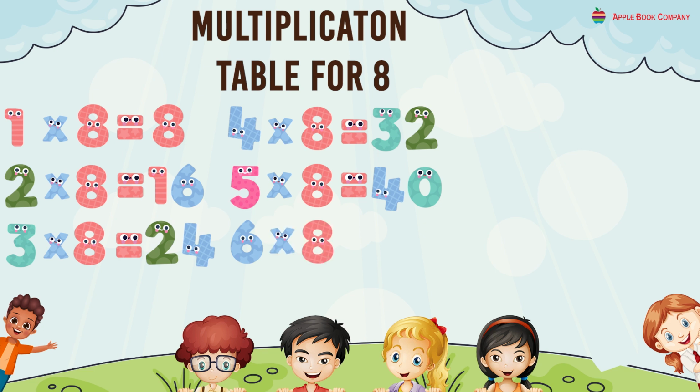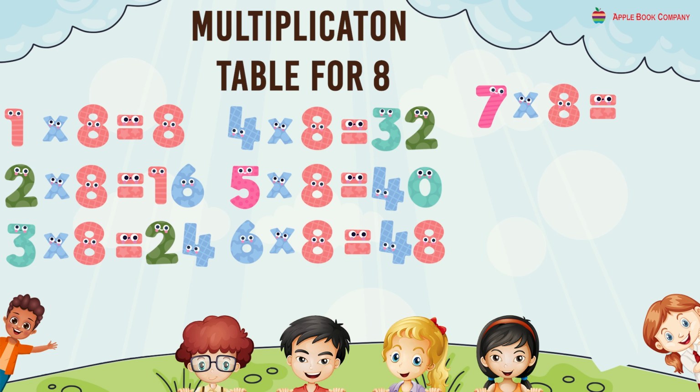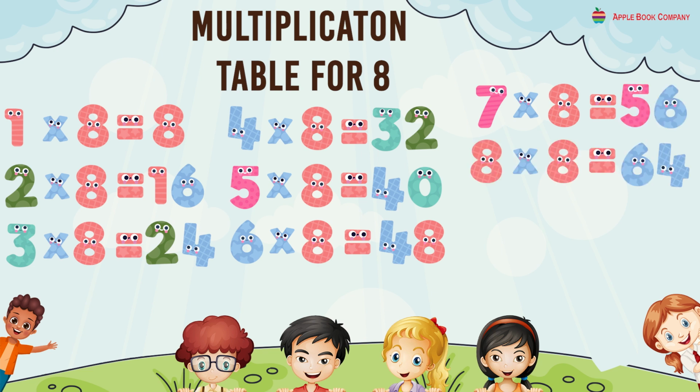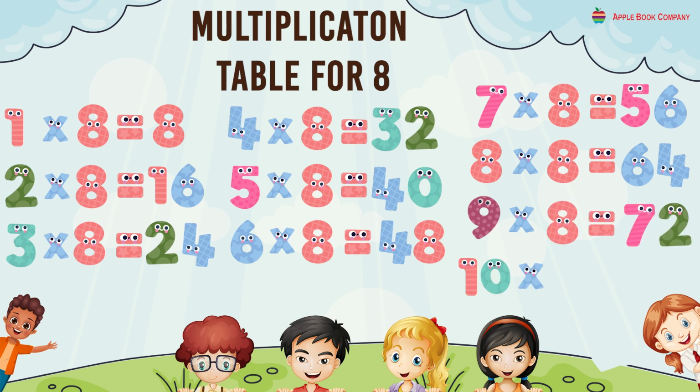6 multiplied by 8 is 48. 7 multiplied by 8 is 56. 8 multiplied by 8 is 64. 9 multiplied by 8 is 72. 10 multiplied by 8 is 80.